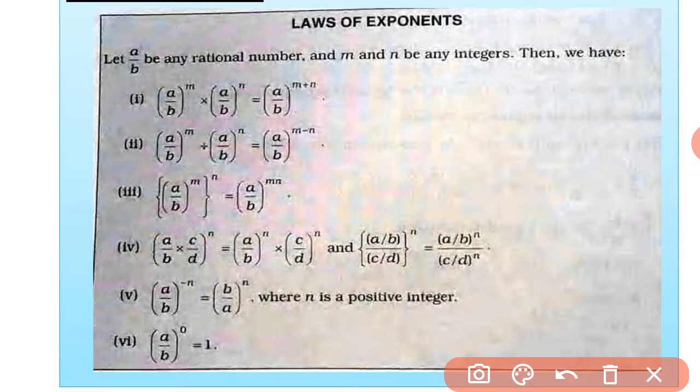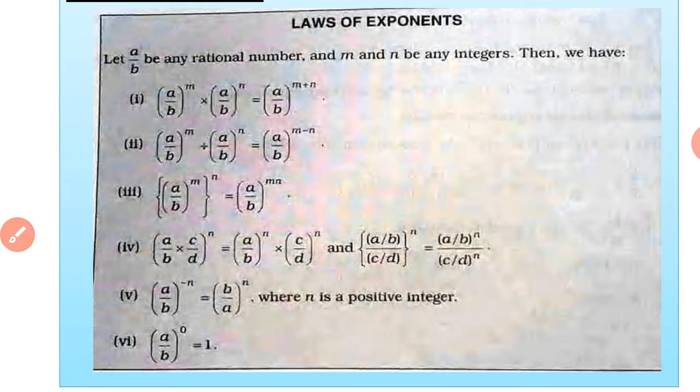Similarly, see its third part. In the third part we have ((a/b)^m)^n. In this case m and n will be multiplied, so it will become (a/b)^(m×n). Now see the fourth part, (a/b × c/d)^n, that is equal to (a/b)^n × (c/d)^n, or we can also write it in this way, (a/b)^n and (c/d)^n.